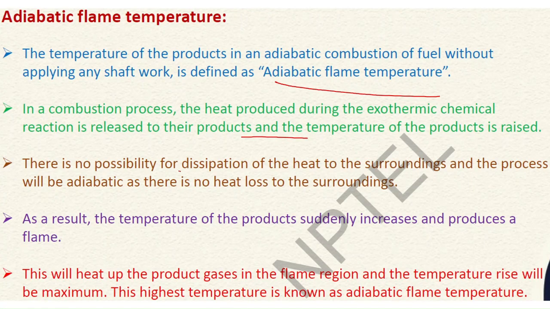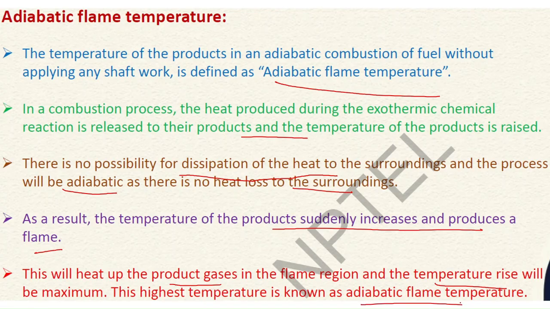There is no possibility for dissipation of the heat to the surroundings, the process is adiabatic, and there is no heat loss to the surroundings. As a result, the temperature of the products suddenly increases and produces a flame. This will heat up the product gases in the flame region, and the temperature rise will be maximum. The product gases around the flame will start increasing in temperature, and the temperature will reach a maximum. The highest temperature is known as the adiabatic flame temperature.